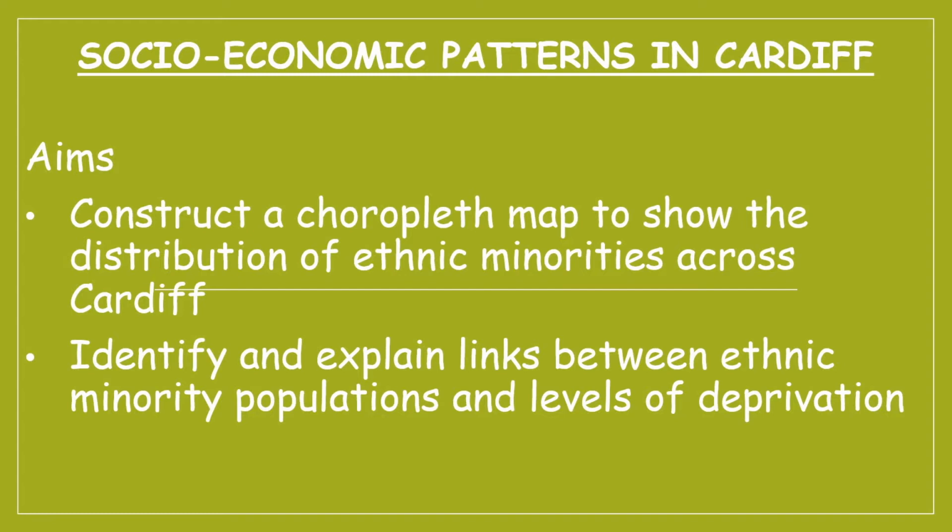We're going to construct a choropleth map to do that. If you remember, a choropleth map uses colour to indicate the most to the least of something. So the darkest colours will be for the area with the most of something through a sliding scale to the lightest colour for the areas with the least of something. We'll look for patterns between the two choropleth maps and then we'll identify and explain these links if we can.